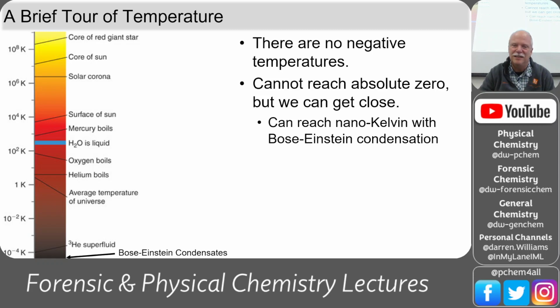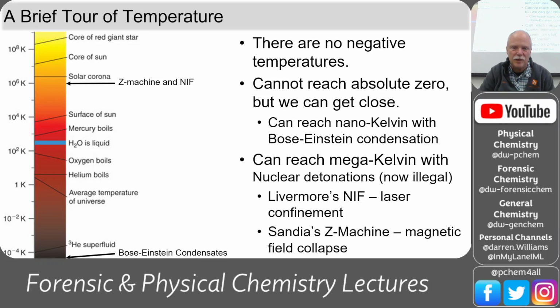Even the farthest reaches of space are at about micro Kelvin. So we can get to nano-Kelvin with Bose-Einstein condensation. We'll learn about that this morning. We can reach mega Kelvin, so millions of Kelvin, with nuclear detonations, and those are illegal now, at least, with international treaties. But we can get close with these national lab facilities.